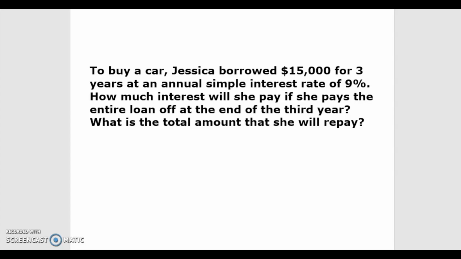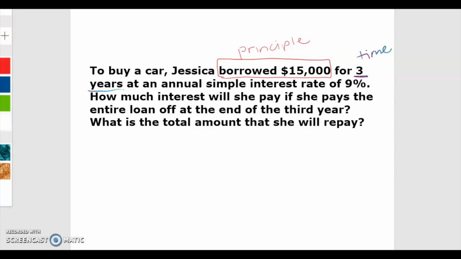So here's our first problem. It says that Jessica is borrowing, so this is important, she's borrowing $15,000. That's the principal, the amount of money that she's borrowing. And she's borrowing that money for 3 years. So that's the time. How long is it going to take her to pay back that money? And then it tells us that the rate is 9%. So that's our rate.